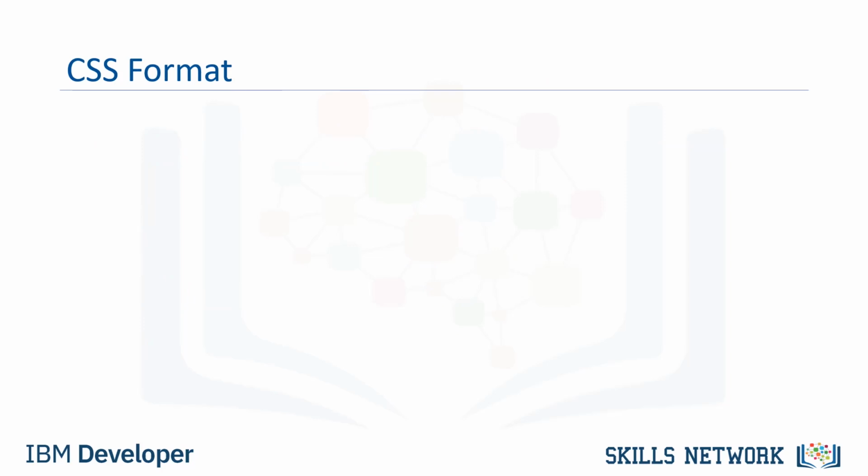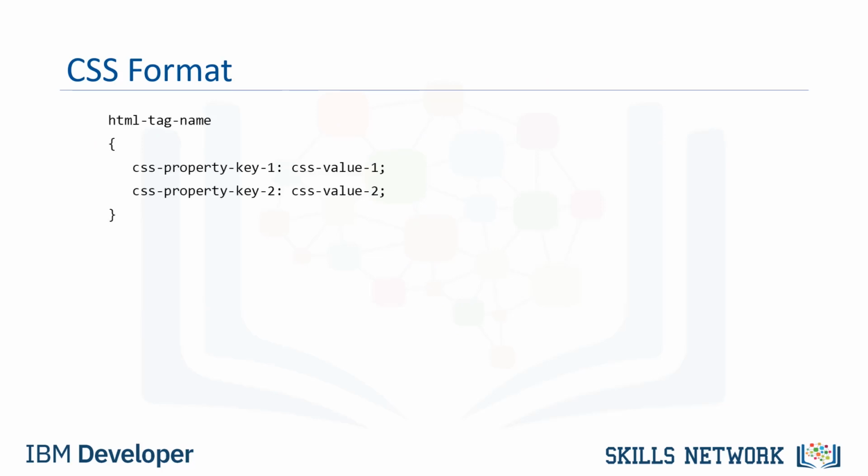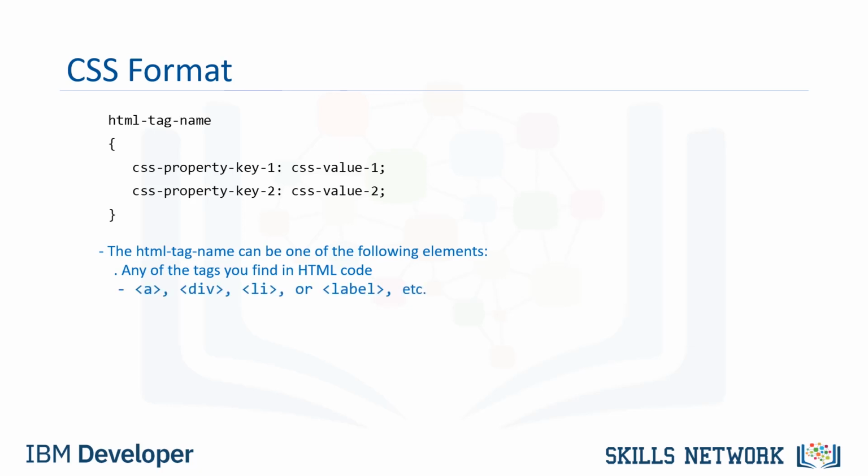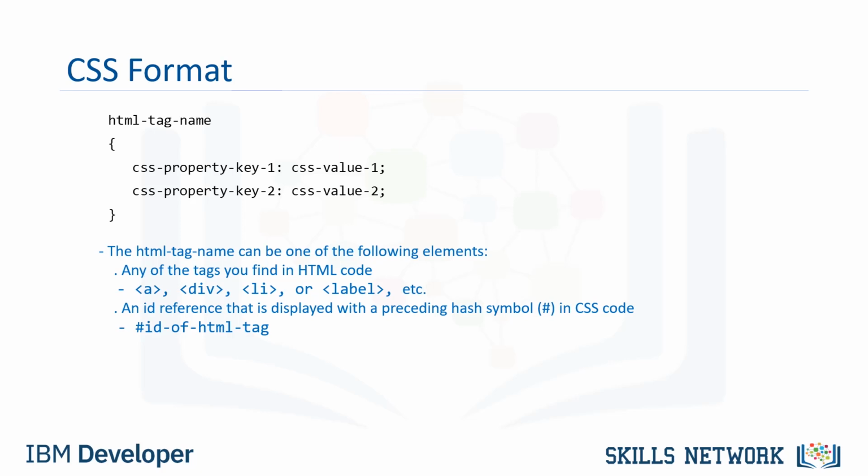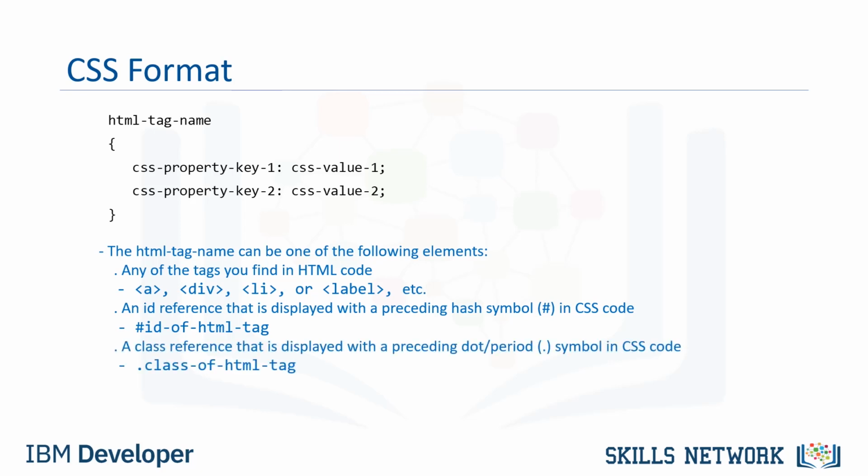CSS style elements are structured like this. In this example, the HTML tag name can be one of the following elements: any tags you find in HTML code, for example, a, div, li, or label, etc. An ID reference that is displayed with a preceding hash symbol in CSS code. A class reference that is displayed with a preceding dot or period symbol in CSS code.